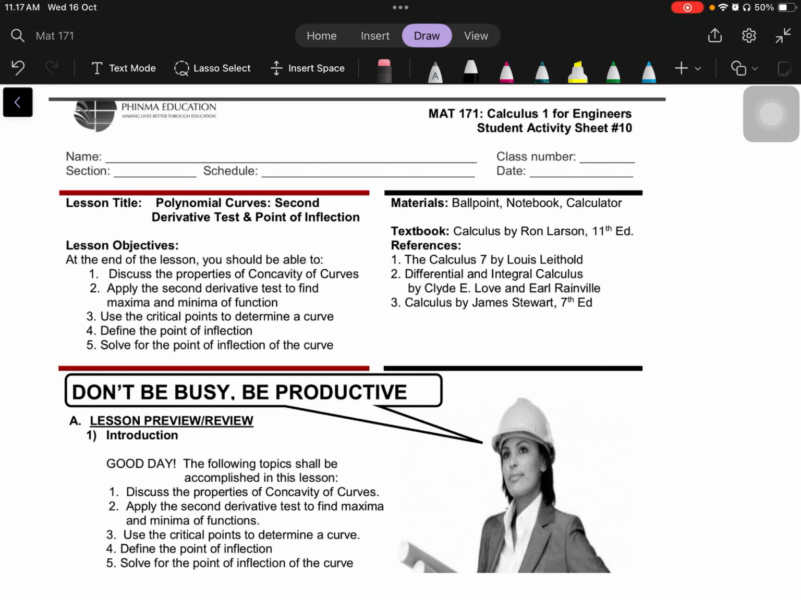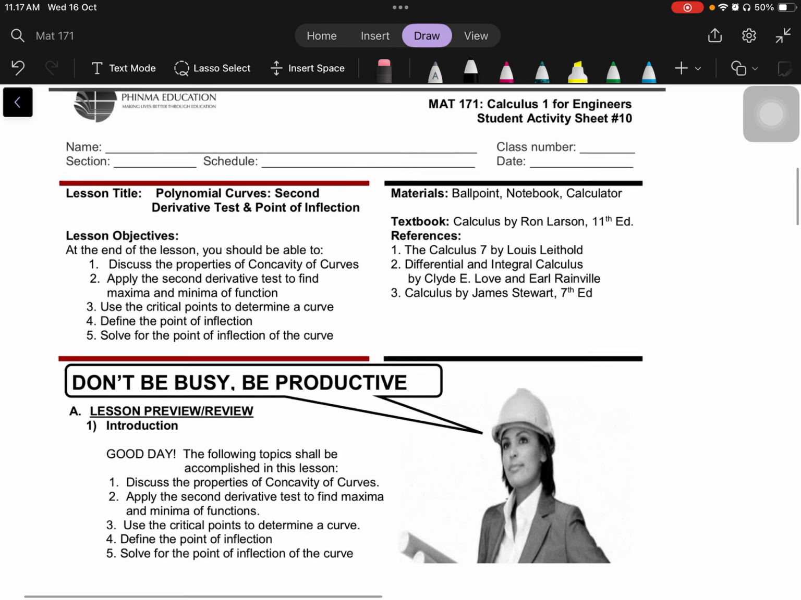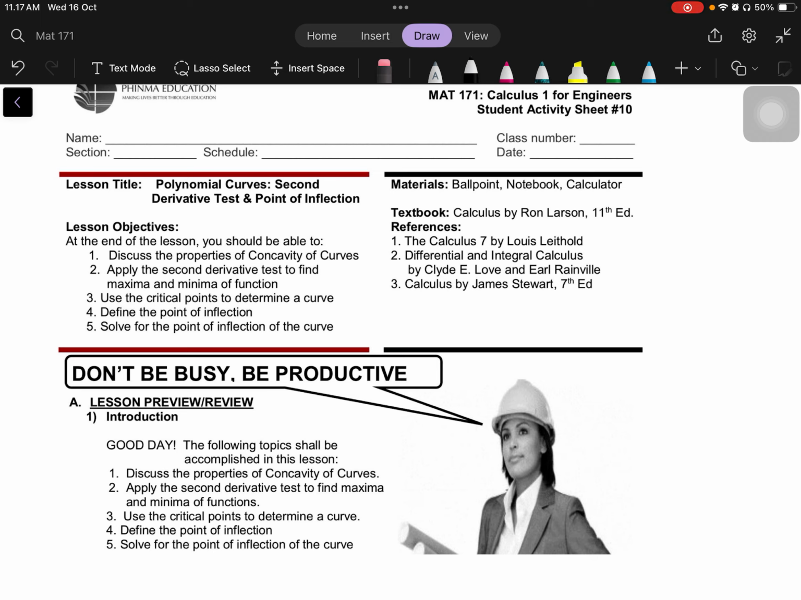Magandang araw. So, welcome once again to our Math 171 Calculus 1 for Engineers, and we are now in our student activity sheet number 10 with the lesson titled Polynomial Curves, Second Derivative Test, and Point of Inflection.